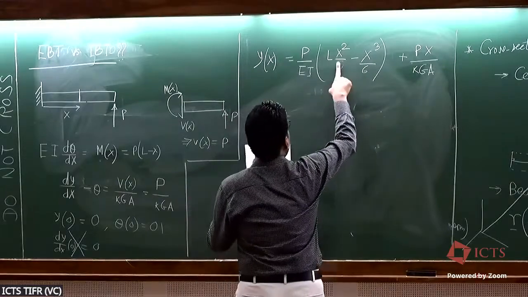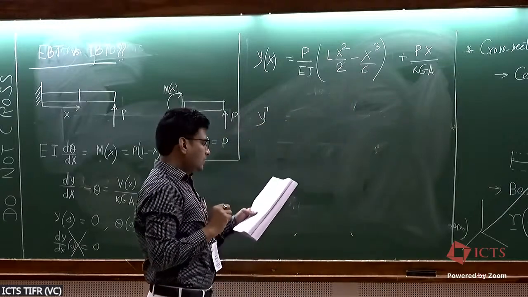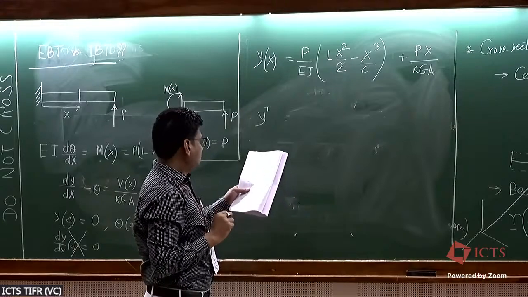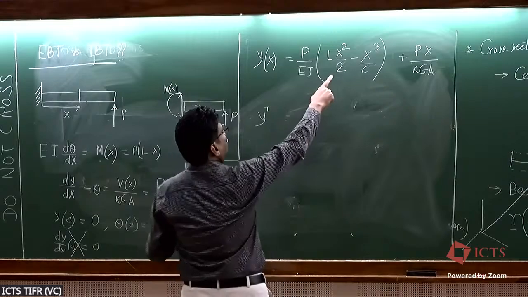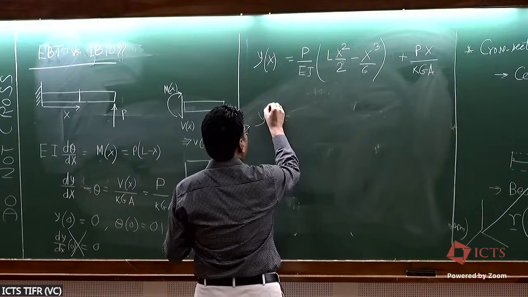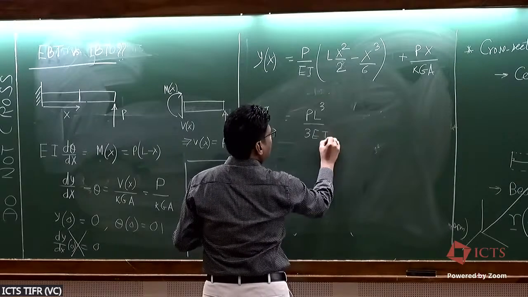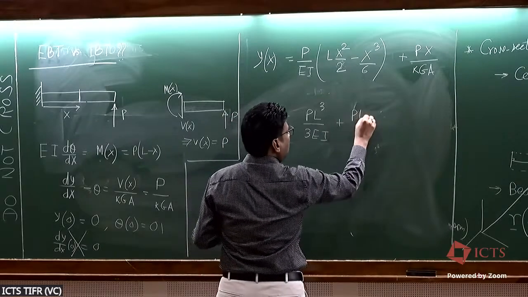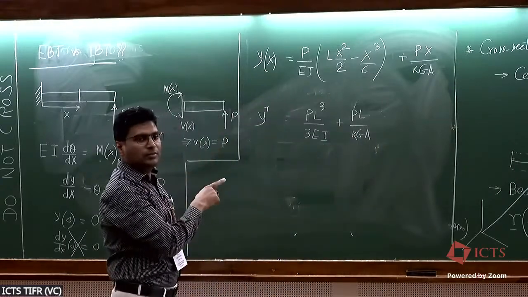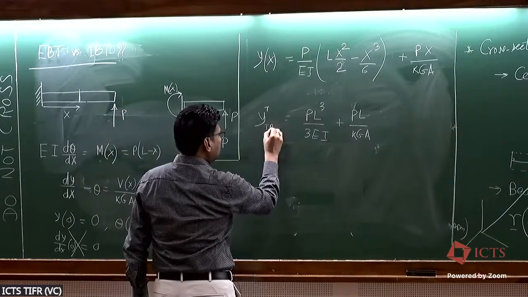Yeah, this is L cubed by 2 minus L cubed by 6. That's going to become, I think, L cubed by 3. Yes. L cubed by 2 minus L cubed by 6 is L cubed by 3. So y tip is going to be PL cubed over 3EI plus PL over KGA. That's the tip deflection using Timoshenko beam theory. You can say in the subscript TBT.